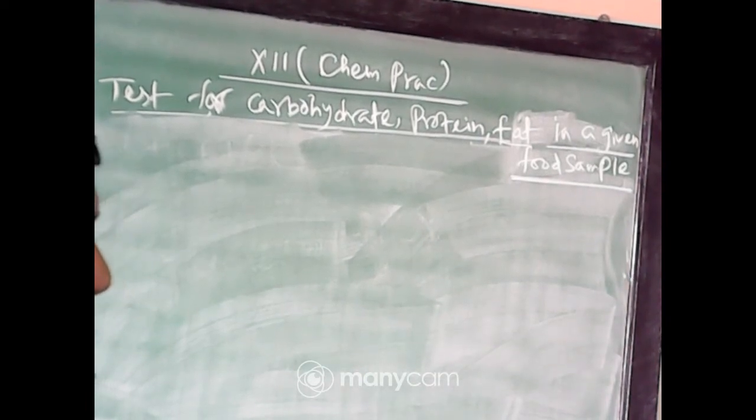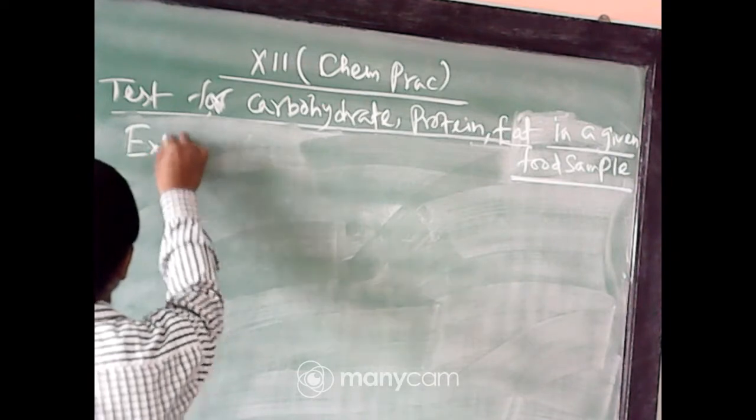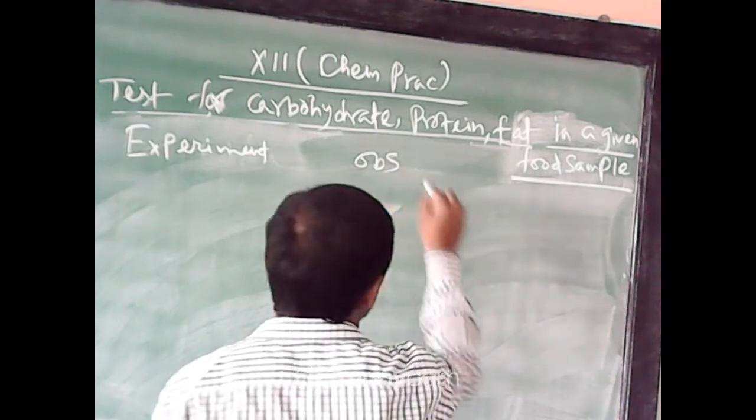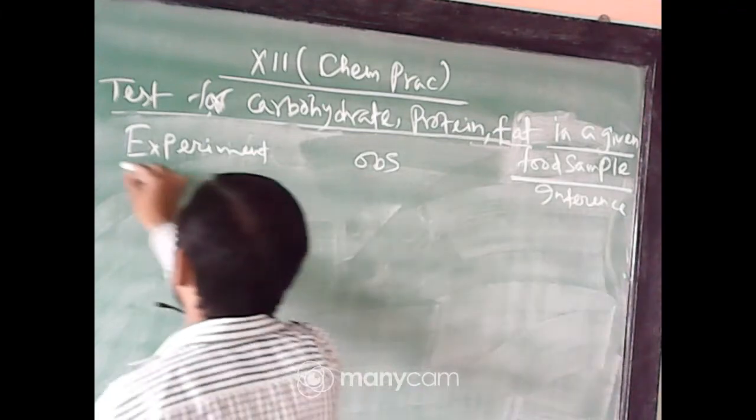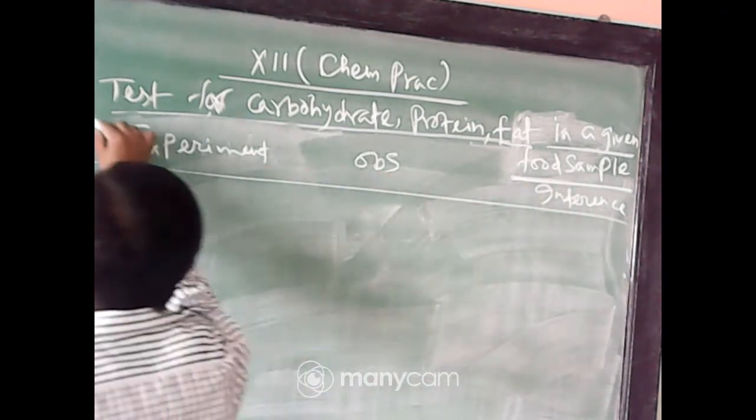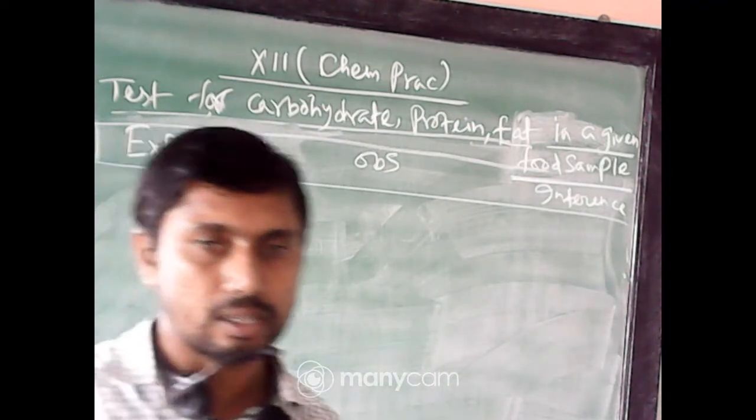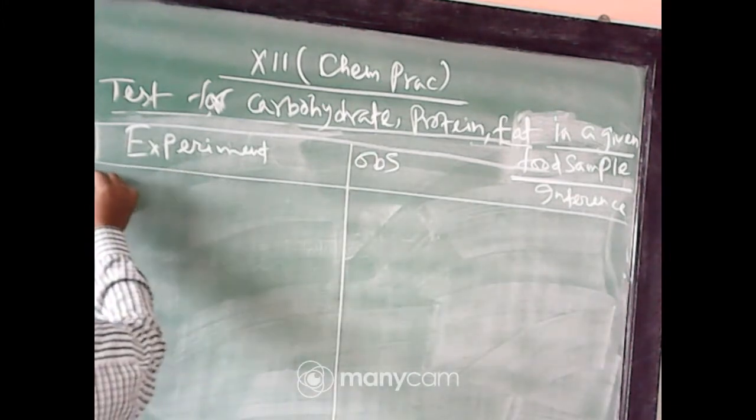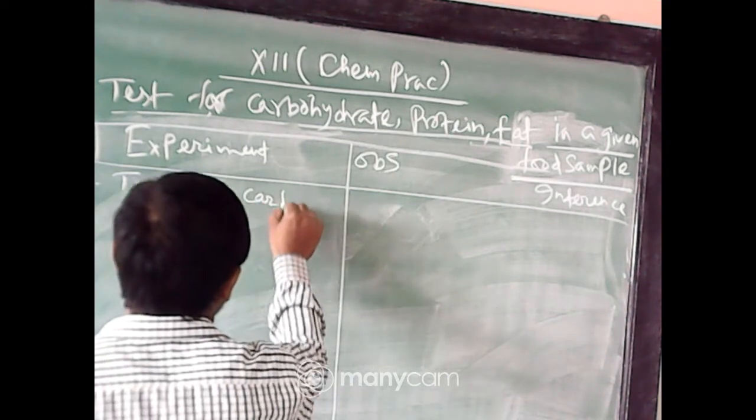Now what you have to write, I will tell you and also write on the board. First make columns like that: experiment, observation and inference. It is the general column. In this section you will learn about some new kinds of reagent. Experiment number 1 is the test for carbohydrate.